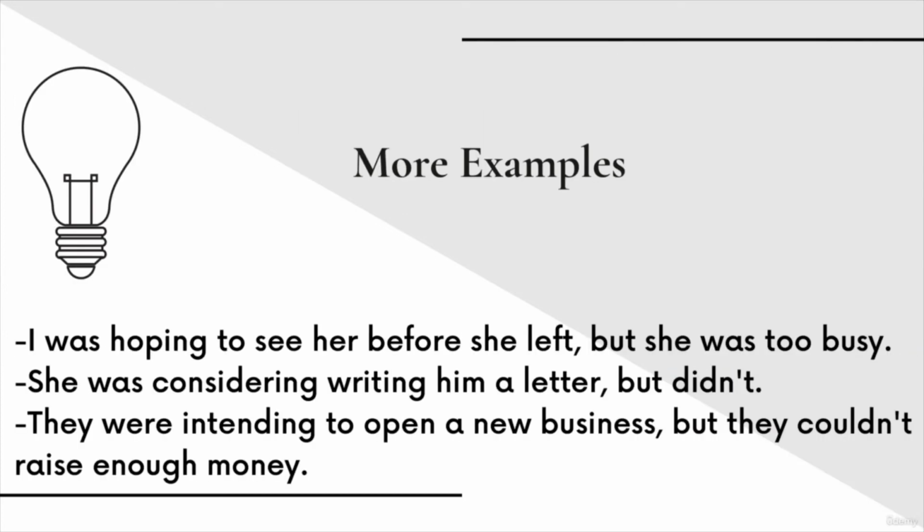Here are some more examples of that rule. I was hoping to see her before she left, but she was too busy. She was considering writing him a letter, but didn't. They were intending to open a new business, but they couldn't raise enough money. In these sentences, you could also use the past simple. I hoped to see her. She considered writing. They intended to open. And in this case, past simple and past continuous will have the same meaning.